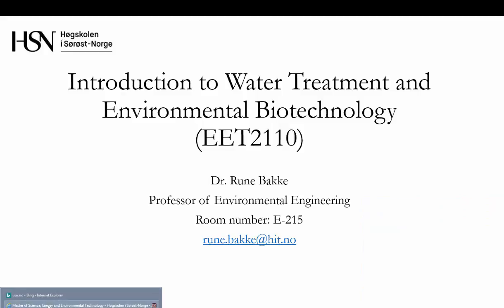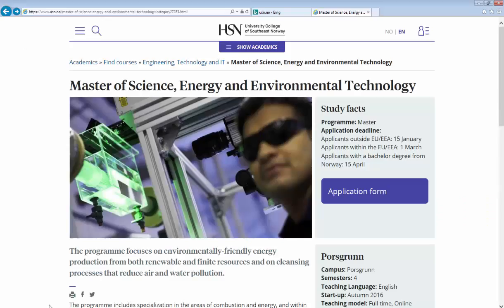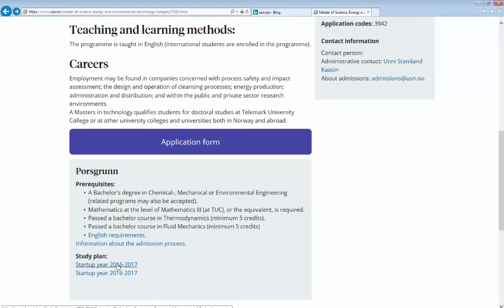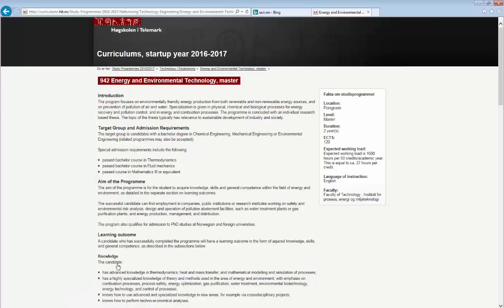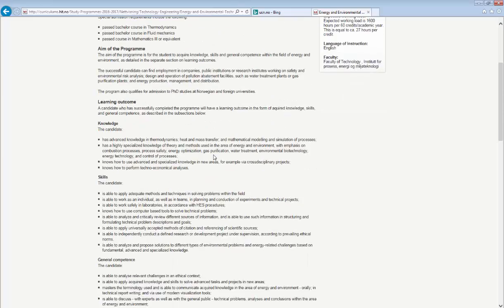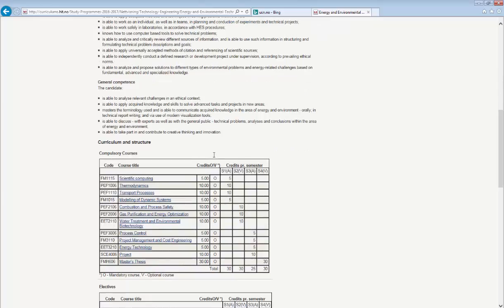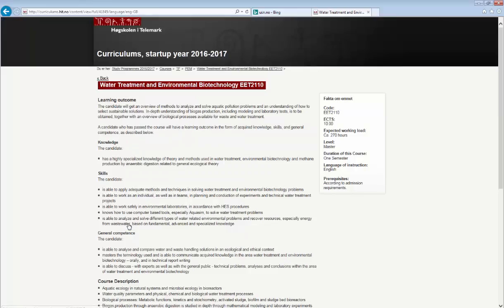We can start by going to the university homepage, looking at the study program Master of Science in Energy and Environmental Technology. If we scroll down, we find the study plan, and it has some general descriptions that you may read at your own pace and whenever convenient. But I'm scrolling down to the bottom and clicking on this particular course.